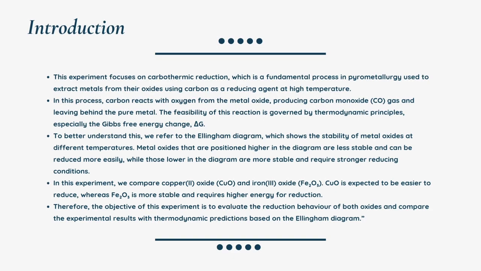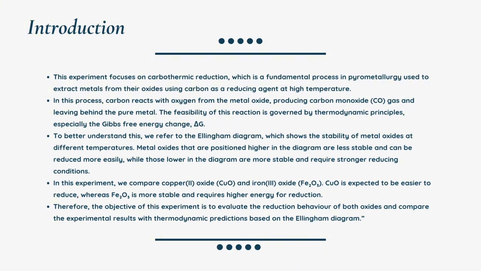Today we would like to present our experiment on the carbothermic reduction of metal oxide based on the Ellingham diagram principle. The objective of this experiment is to study the reduction behavior of copper(II) oxide and iron(III) oxide using carbon at high temperature. We also aim to compare the experimental result with the thermodynamic prediction from the Ellingham diagram.